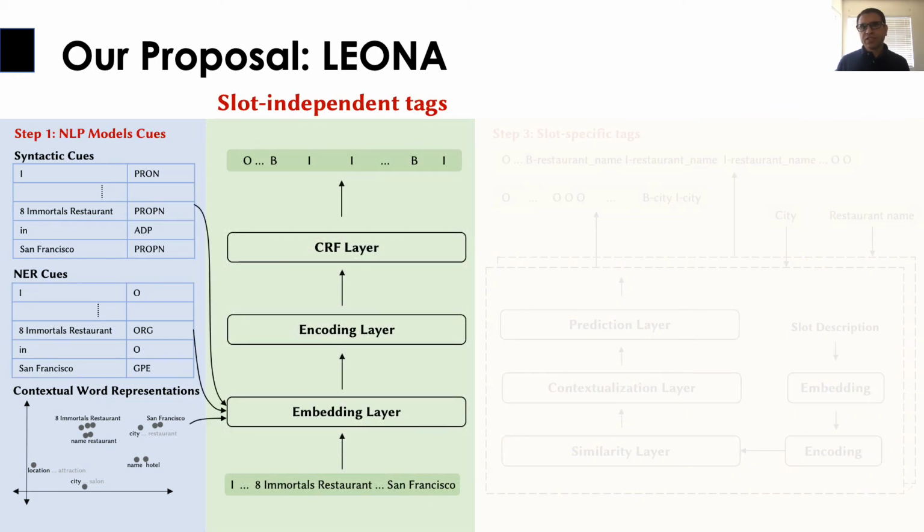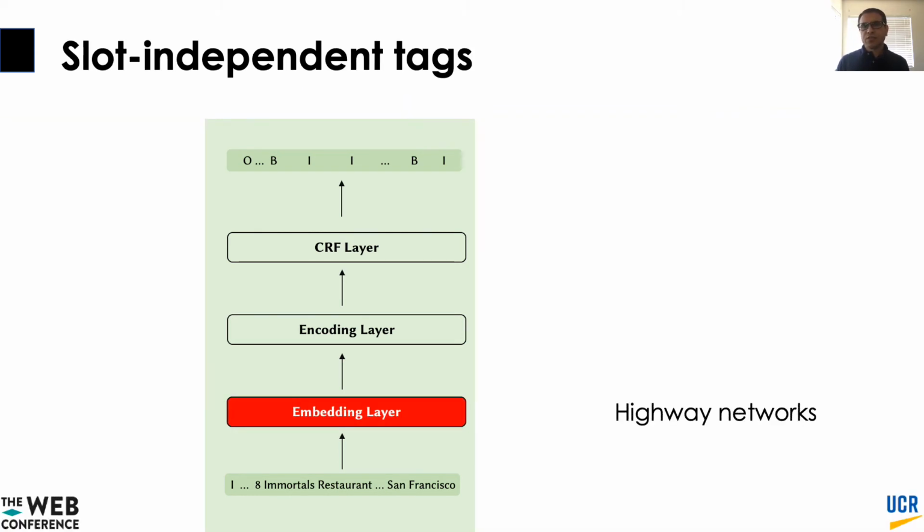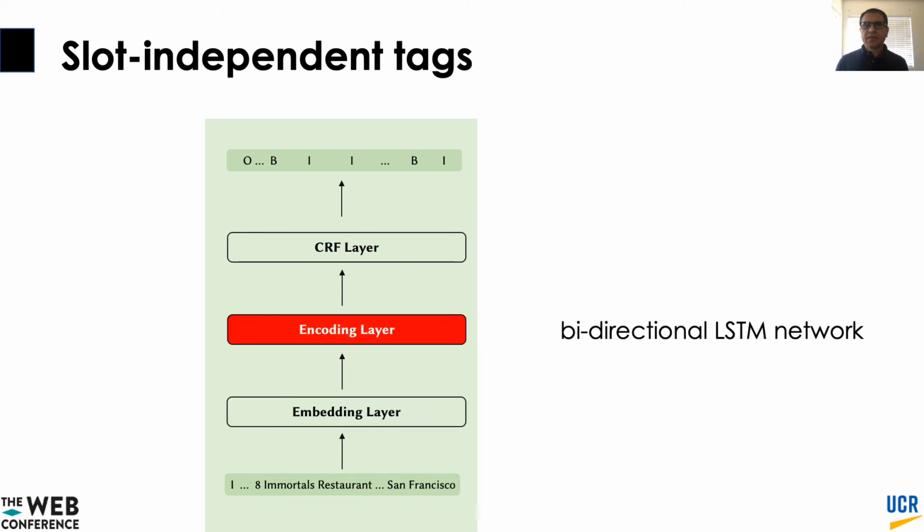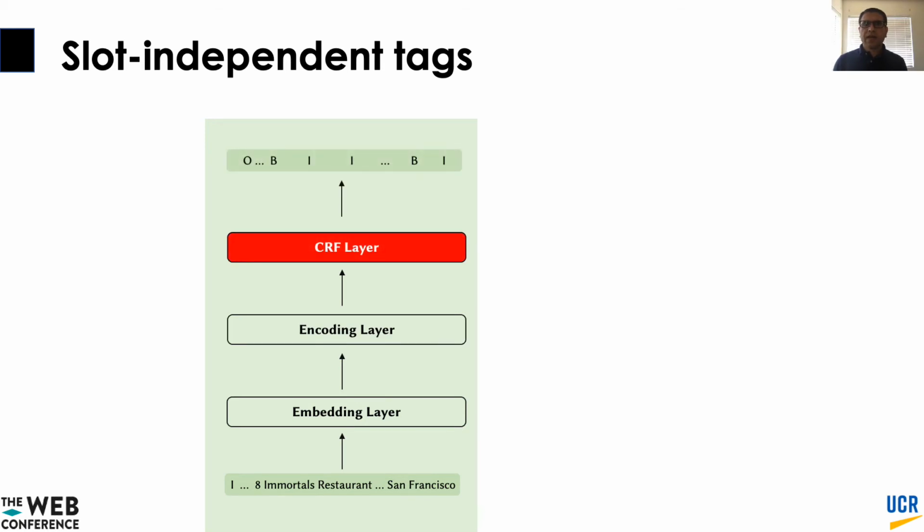Step 2 uses these features to initialize the embedding layer. Embedding layer uses a two-layer highway network to combine these features. Then bidirectional LSTM network is used to capture temporal interactions between input words. And CRF layer is used to predict IOB tags irrespective of the slot type. Unlike previous work that uses these IOB tags to predict final slot types, we use these predictions as hints for next step. And these hints are a lot better than the ones we got from step 1.